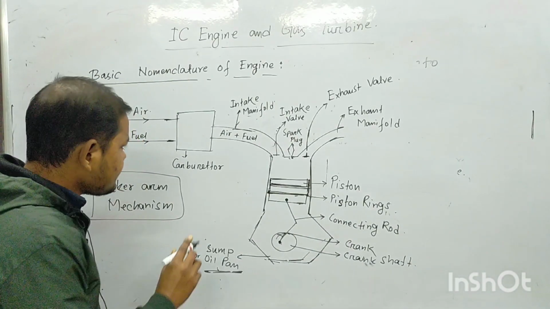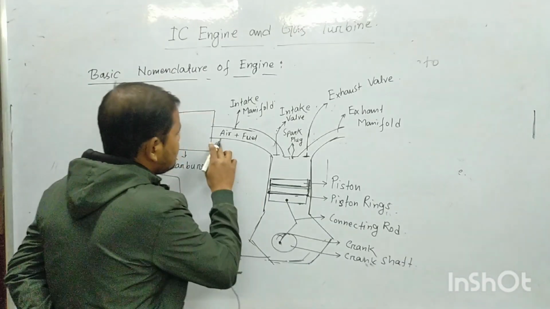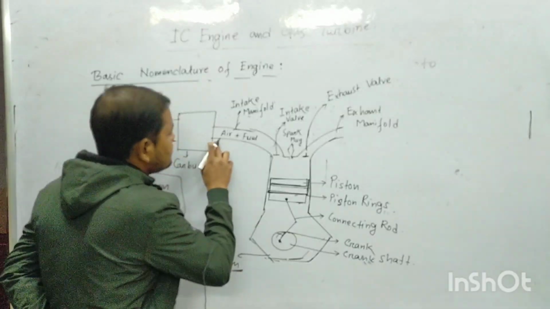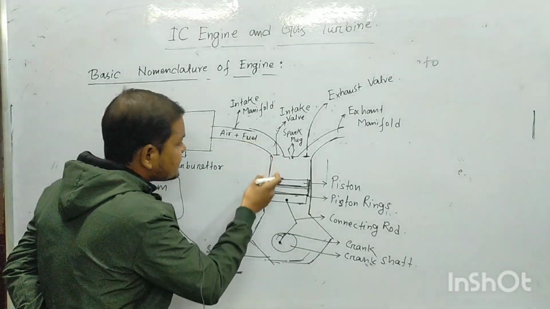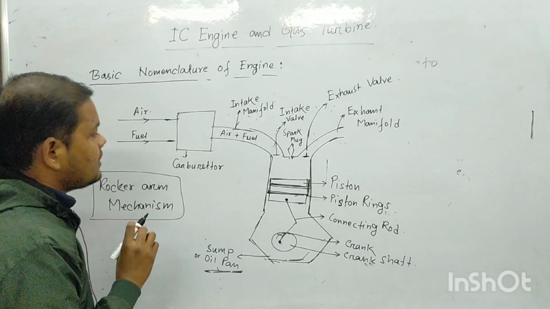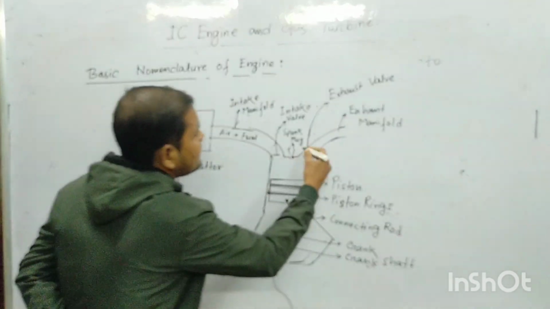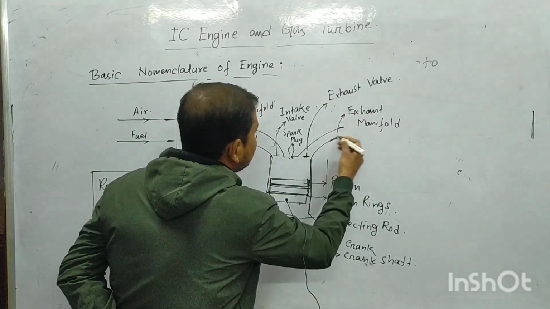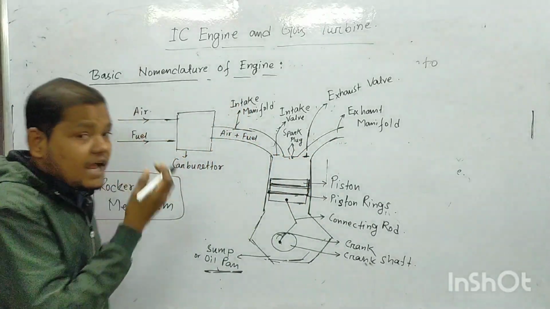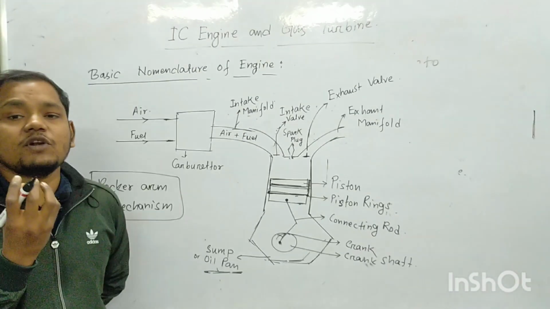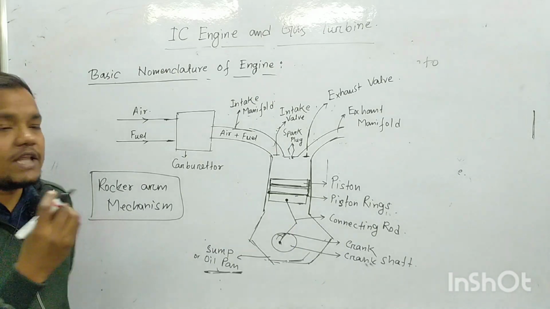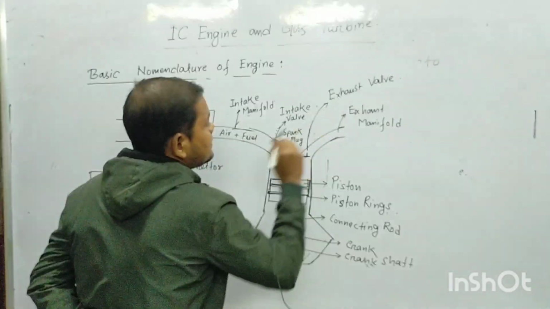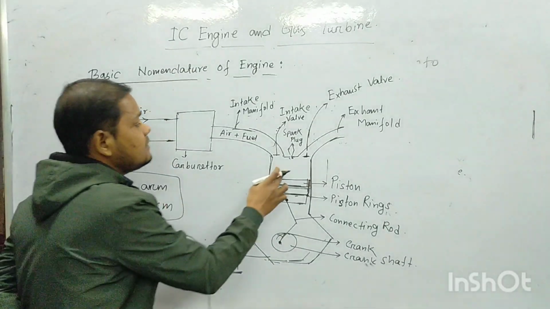Now this is the intake manifold through which the air fuel mixture is entering the engine cylinder, and this is the exhaust manifold through which the exhaust products of combustion will be driven out from the engine cylinder.